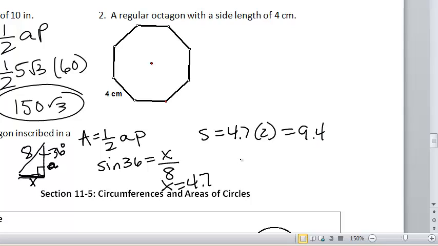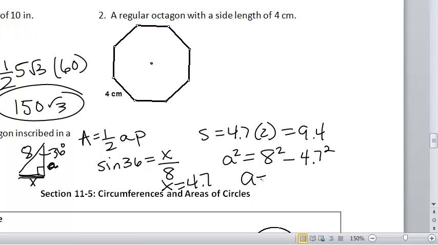Okay, so next we need to find the apothem. You can either use trig or the Pythagorean theorem now that we have two sides. I'm going to use the Pythagorean theorem, which means the apothem squared is going to equal the hypotenuse squared minus the side squared. Remember, the side was just the 4.7. So if I do 64 minus 4.7 squared, that gives me 41.91, and then I take the square root of that, which is 6.47 for the apothem.